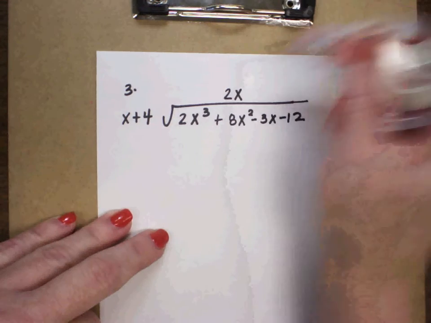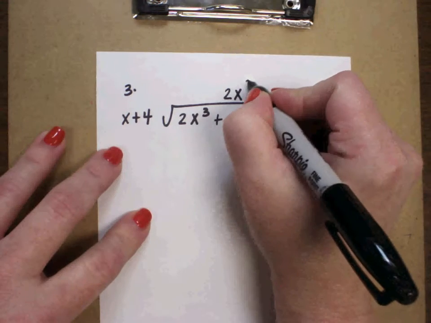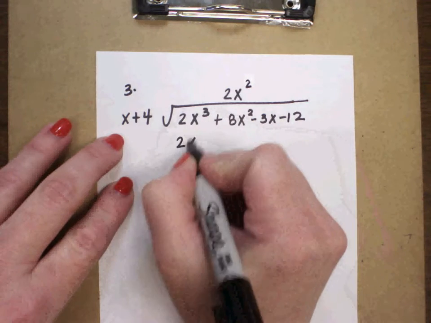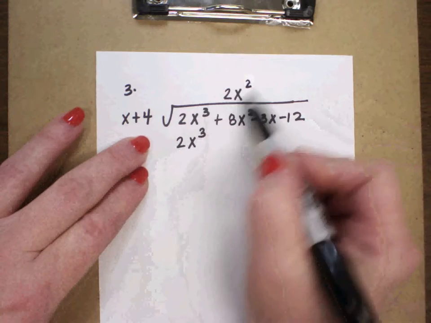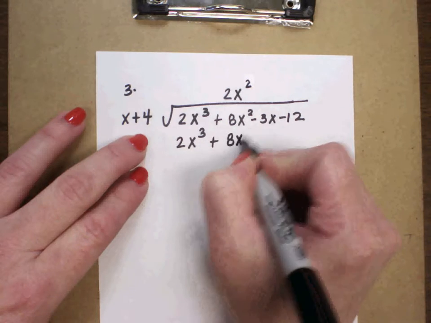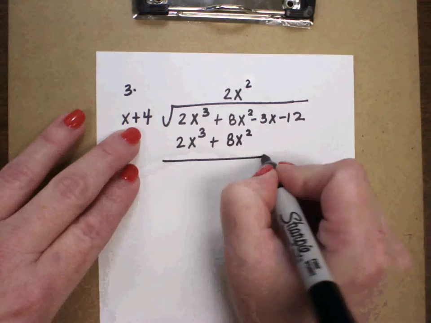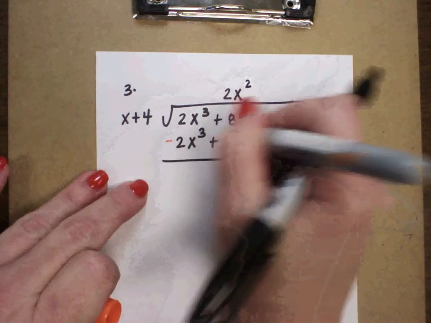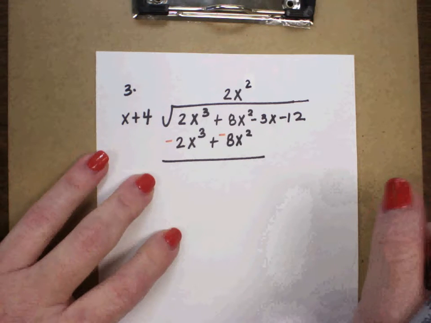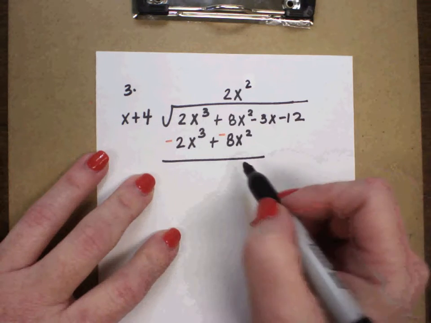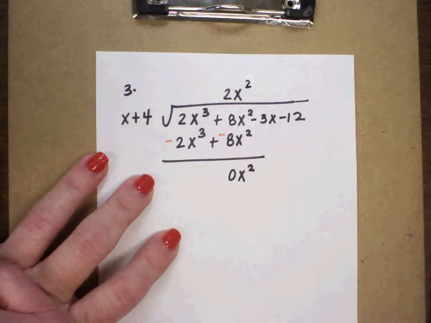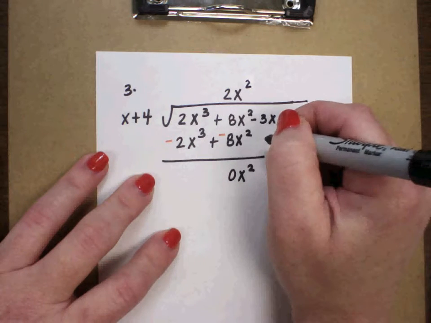It's a pain. Alright, so let's see. 2x squared times x. 2x cubed. 2x squared times 4. 8x squared. Alright, when I subtract, that's going to be negative and that's going to be negative. And what happens? Everything cancels out, so you end up with 0x squared, right? And then you bring down the negative 3x.